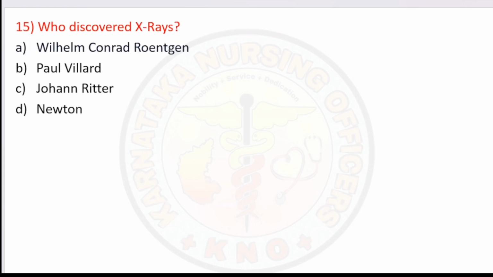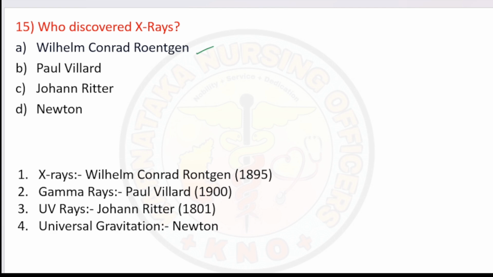Who discovered X-rays? So X-rays were discovered by William Conrad Rontgen. So option A is the correct answer. So William Conrad Rontgen discovered X-rays in the year 1895. And Paul Willard discovered gamma rays. Okay, so gamma rays were discovered by Paul Willard in the year 1900.